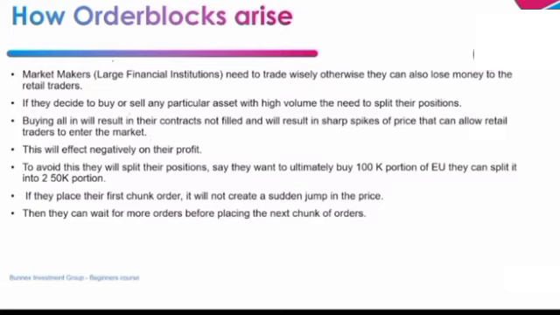So how do order blocks arise on the charts? Market makers or large financial institutions need to trade wisely, otherwise they can also lose money to retail traders. So if they buy recklessly, we as retail traders can actually see that and take the trades in line right away. It's easy. So if they decide to buy or sell any particular asset with high volume, they need to split their volumes. Buying all in will result in their contracts not being filled.